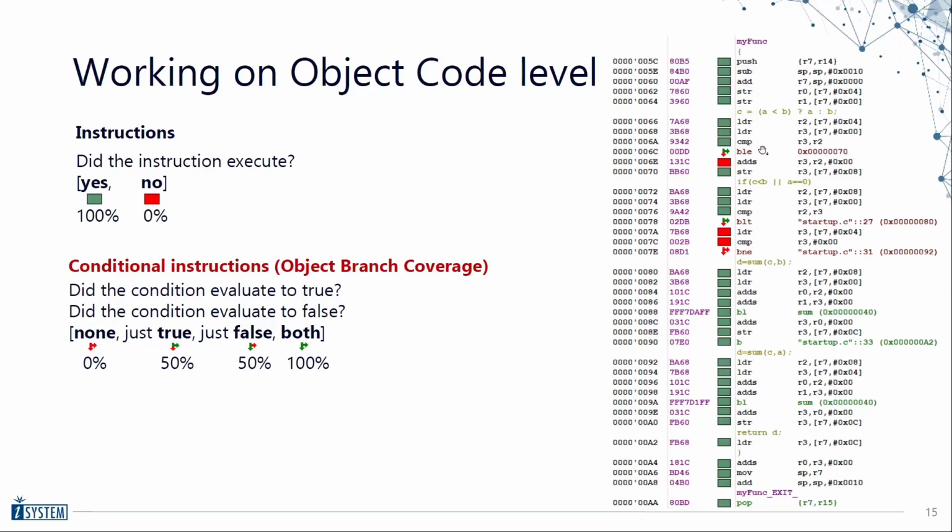This type of coverage is also measured on the conditional instructions, but the graphic is a bit different because it conveys more information. So for conditional instructions, if both arrows are red, that means that it did not execute at all. Then if one of the arrows is green, it means that it either evaluated to true or to false. And if both arrows are green, that means that it evaluated both ways. So it executed twice or more times, and it evaluated true as well as false.